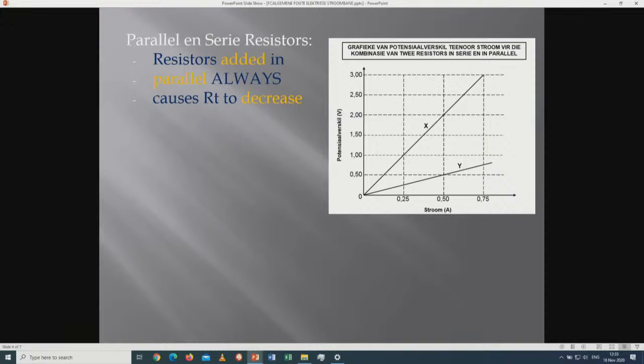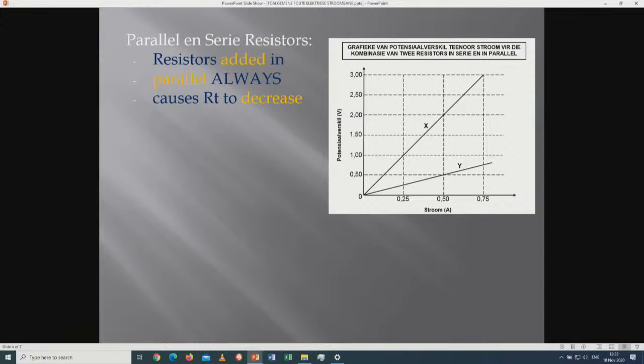So say for instance, two resistors in series of 2 ohm each, then this will be 2 ohm plus 2 ohm in series. So the total resistance for the two in series will be 4 ohm. But if those two resistors are connected in parallel, it is 1 over 2 plus 1 over 2, and the inverse of 1 stays 1. So in parallel, the total resistance of those two resistors will be 1 ohm.